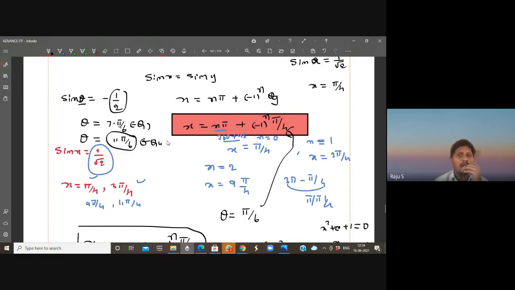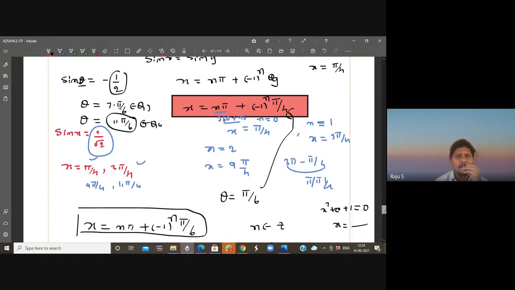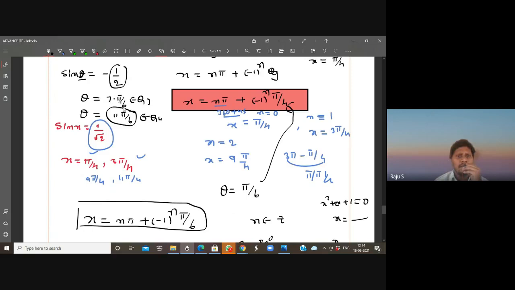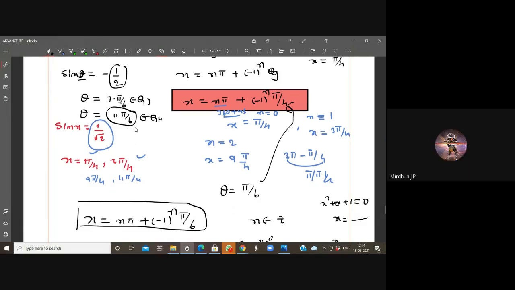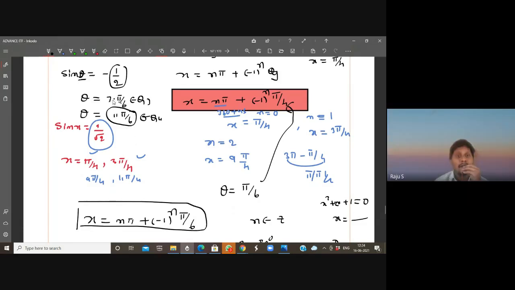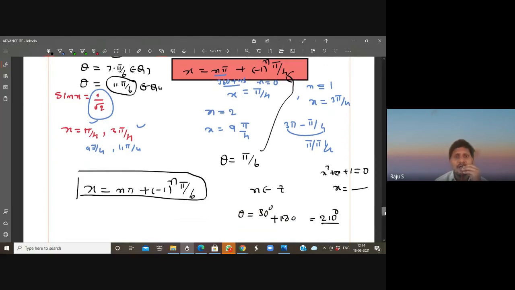Now, to write the general solution, everyone should remember this. Between 7 pi by 6 and 11 pi by 6, which is the least value? 7 pi by 6. So in the general solution, in place of theta, you have to replace the least value, not pi by 6 but 7 pi by 6. This is the answer.